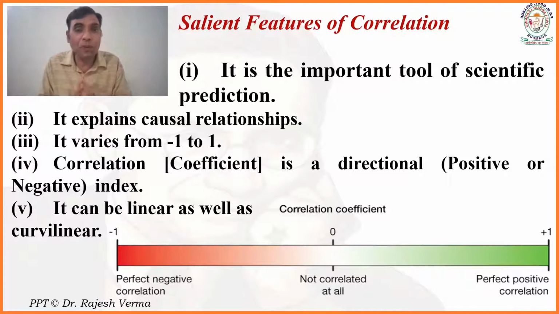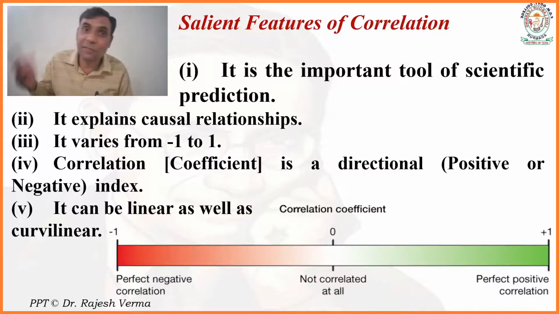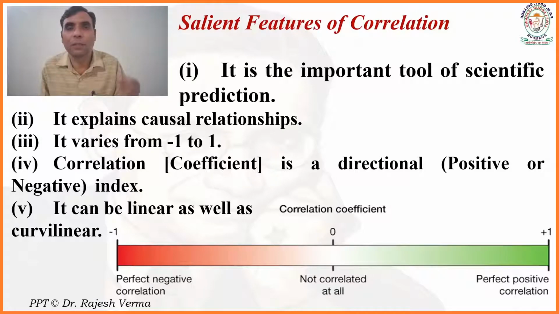And the last important feature is that it can be linear as well as curvilinear. Linear correlation will be explained by the product moment method, and curvilinear can be explained by the rank difference method. But the product moment method doesn't explain the linearity of the relationship between the two variables x and y. So this is the continuum of the correlation coefficient.